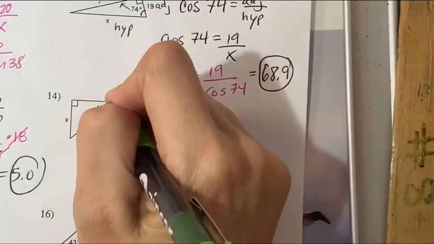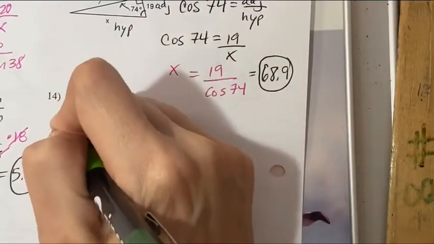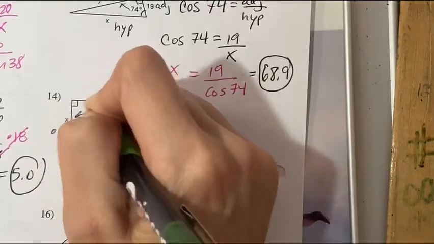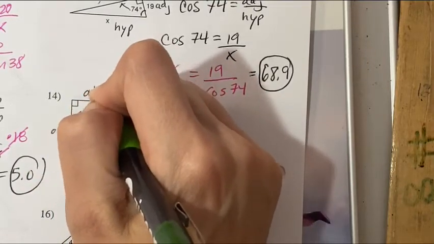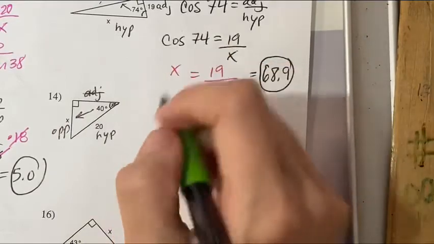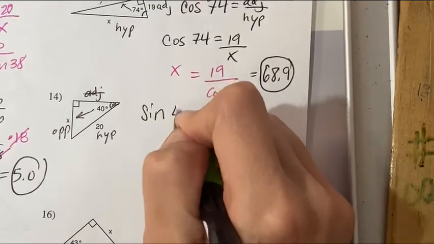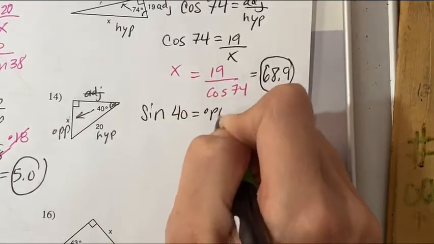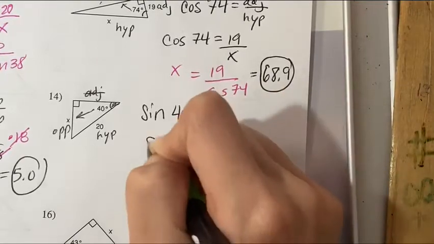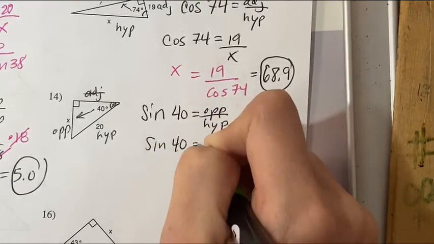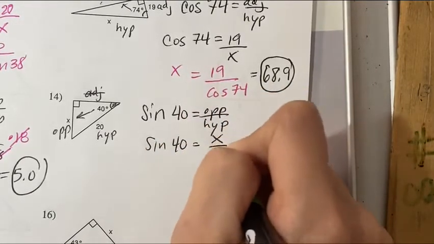14. This is my angle, right? That's opposite. This is my hypotenuse, opposite the right angle, and adjacent I don't need. So that should be sine function. Sine is opposite over hypotenuse. So the sine of 40 is x over 20.